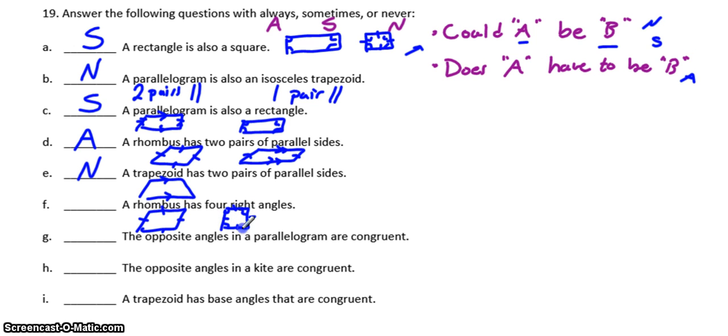Then it'd be a square. But does it have to be a square? No, it doesn't have to be a square. Sometimes. Again, you'll notice that rhombus is above a square in the tree diagram that you can refer to, and so again, this would be a sometimes by the tree diagram.